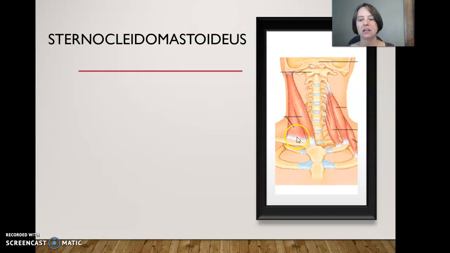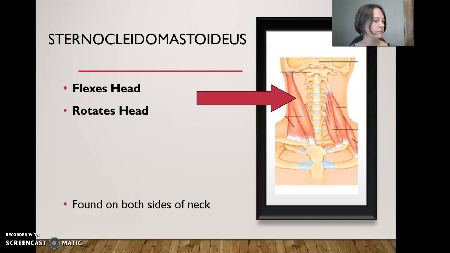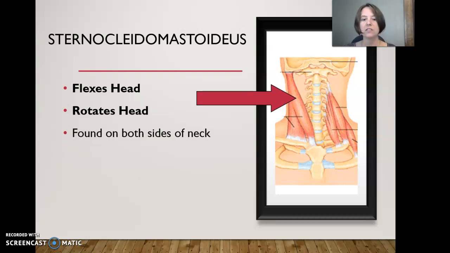It has an attachment on the sternum, and then on the clavicle, and then on that mastoid process, which is back here, kind of behind your ear. There's a little bump. Okay, so it's right there, and it helps you flex the head. Also rotate the head. It's found on both sides of the neck.